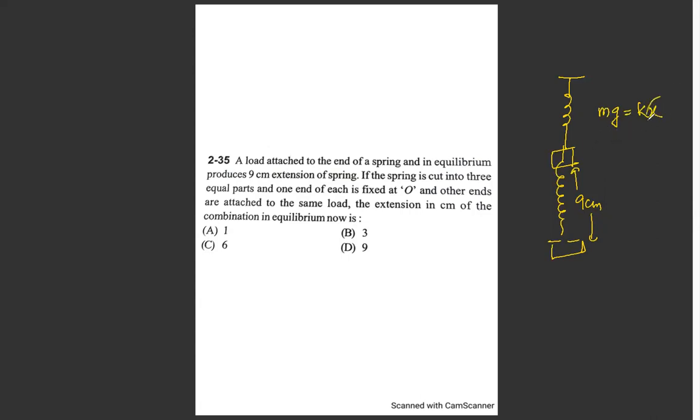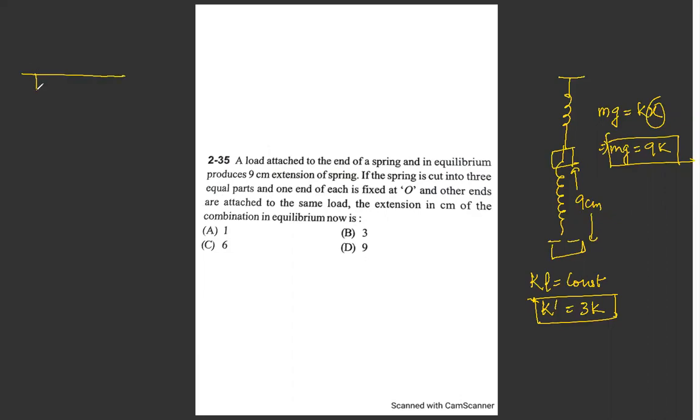What is the extension here? 9. So I can write mg is equal to 9k. In the next case, we are cutting it into 3 equal parts. I told you already that KL should remain constant. So the new value of K is going to be 3K. Directly we can write, N parts means NK. Each part is going to have a spring constant of NK, or 3K. So the next situation is something like this.